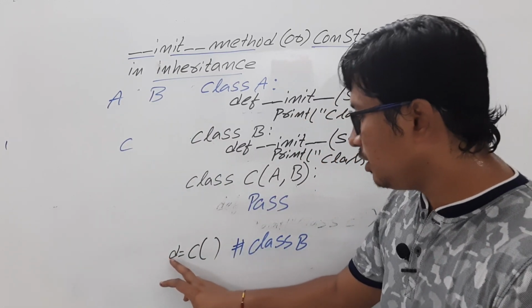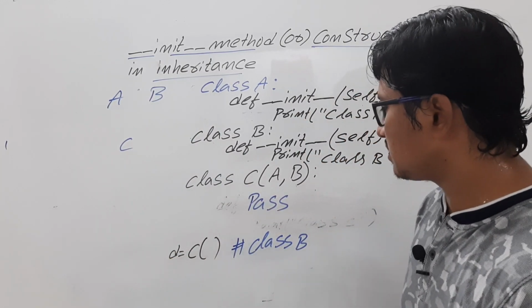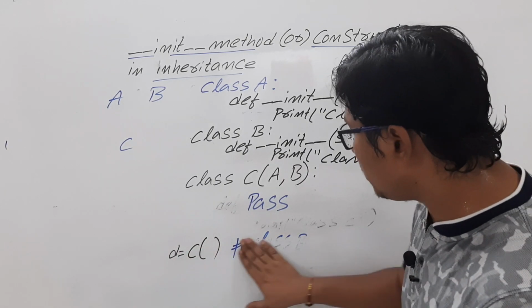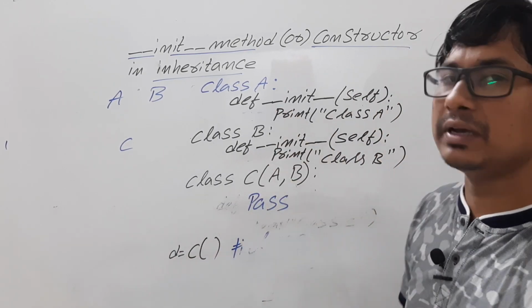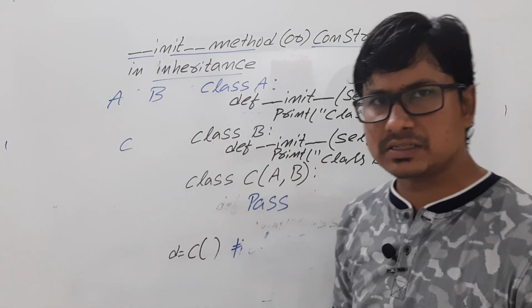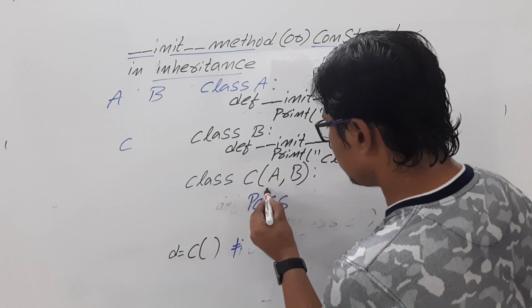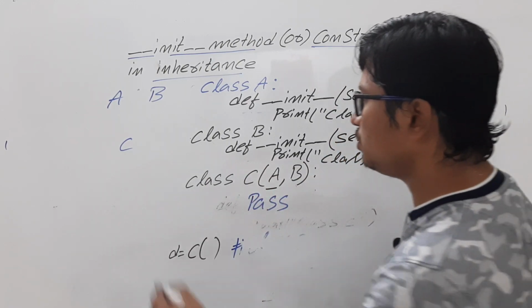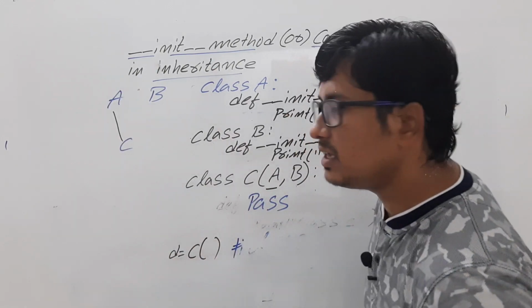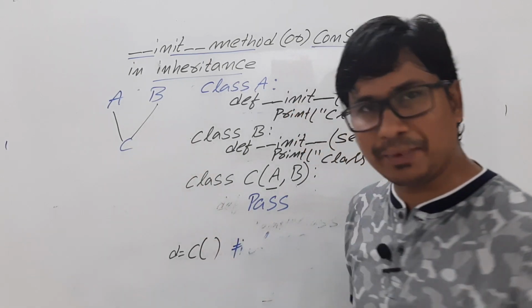Now if you are creating an object for class C, what will be the output? Meaning, which init method will be invoked, because both are the parents? Now which one will be invoked? Look at here. First, what you have given is A. So this is the left parent, this is the right parent. Am I right or wrong?